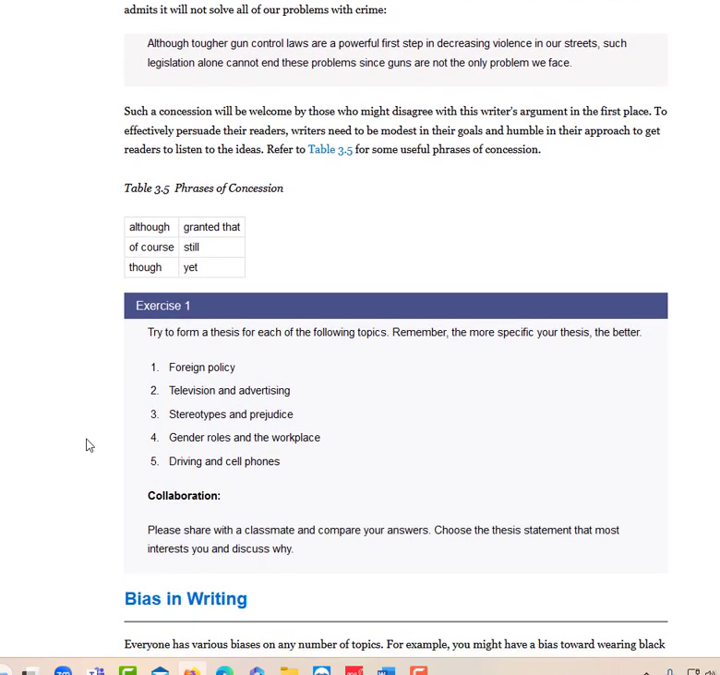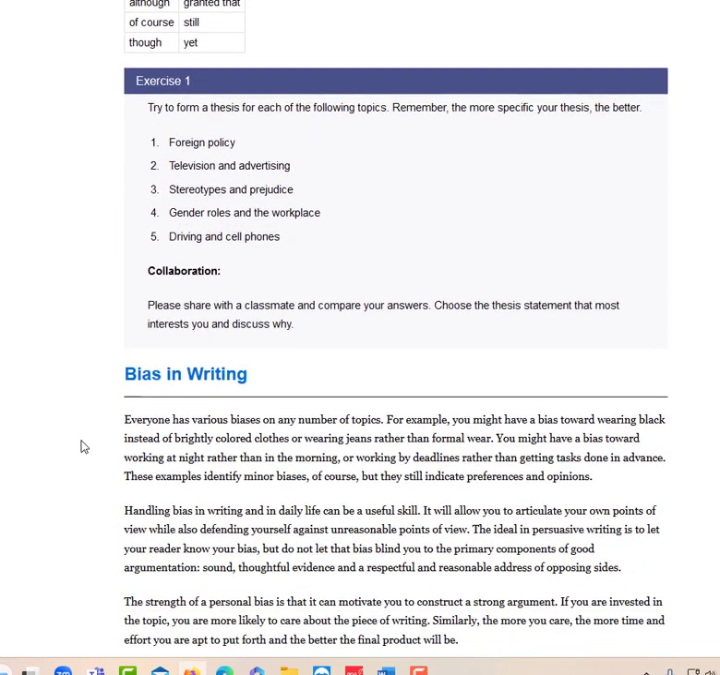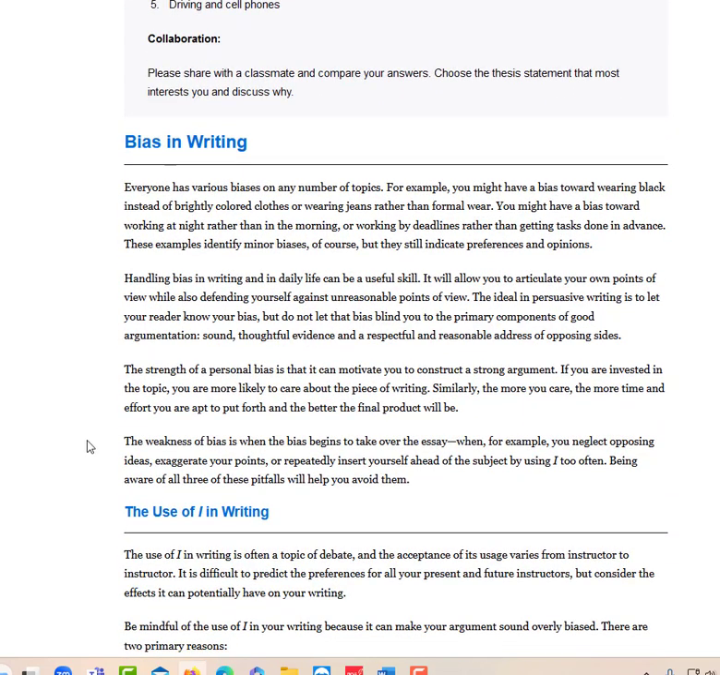Refer to this table for some useful phrases of concession: although, of course, though, granted that, still, yet. If you use concession, it makes you sound more reasonable because you're willing to see that the other side could be correct before you rebut the other side with your argument.